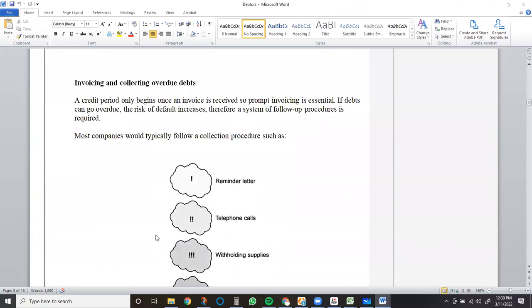Invoicing and collecting overdue debts. A credit period only begins once an invoice is received.